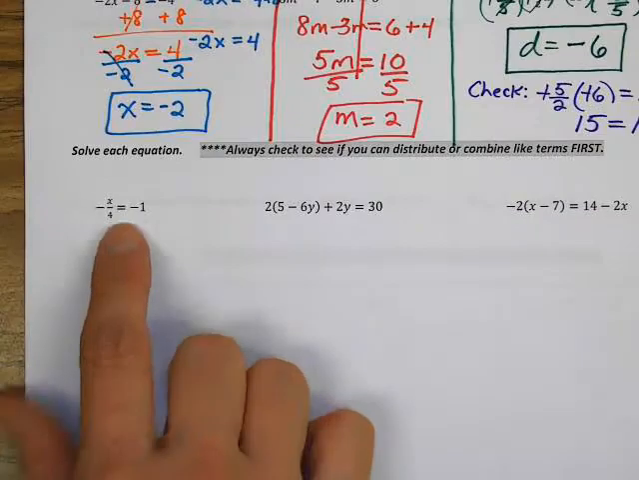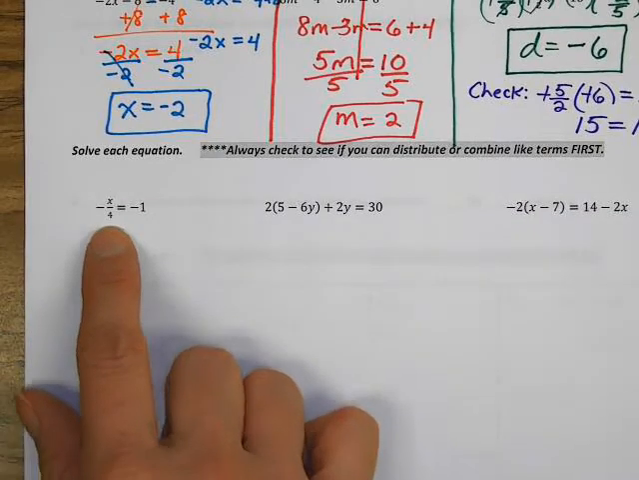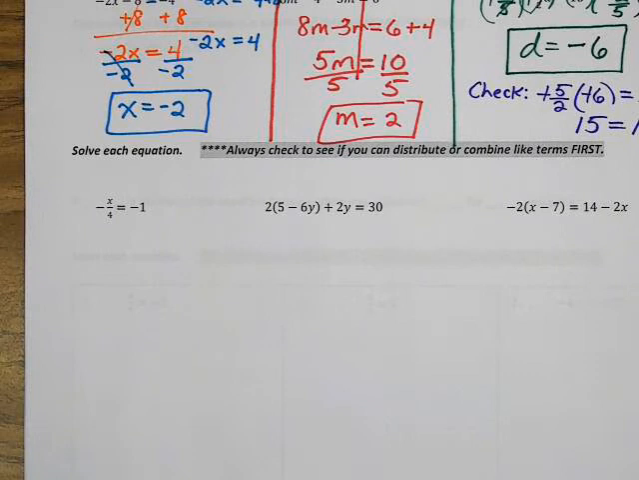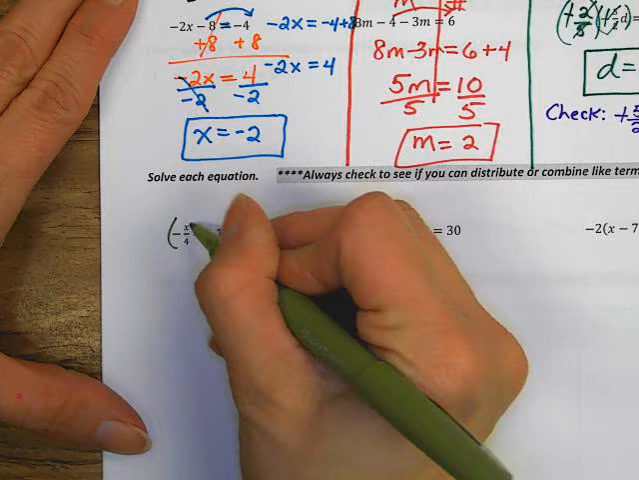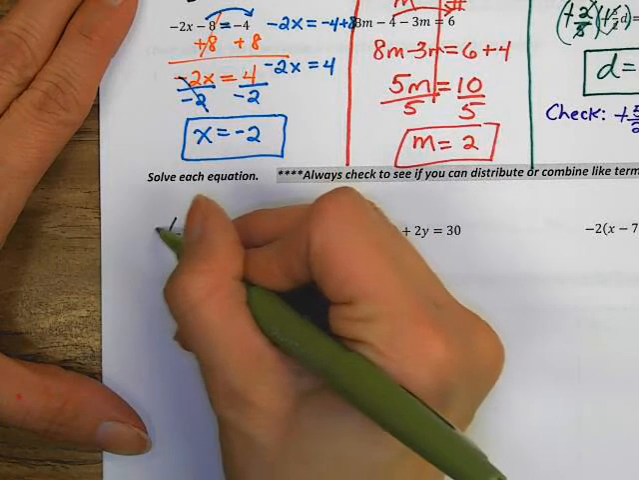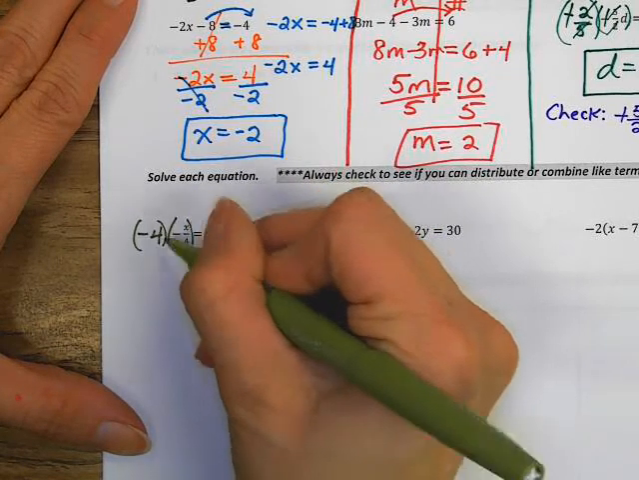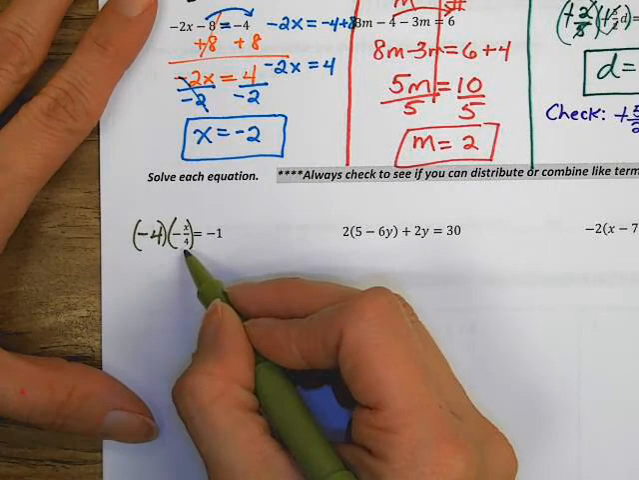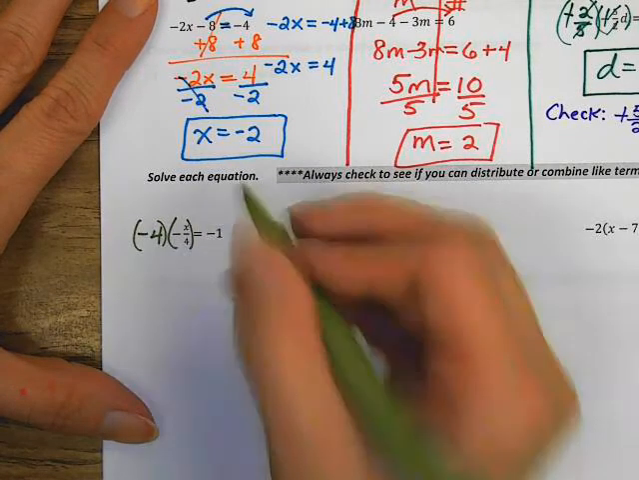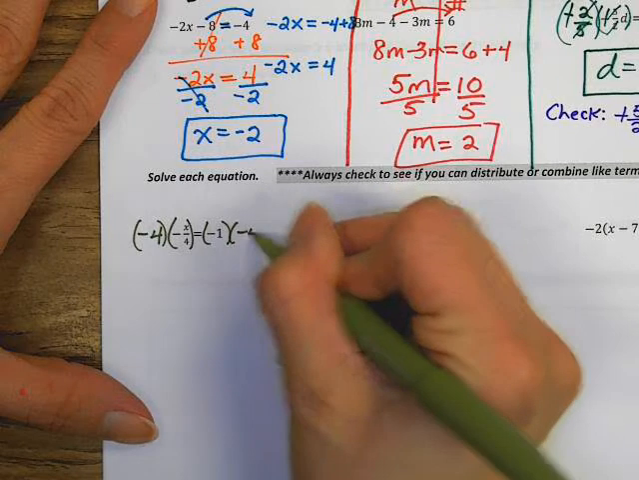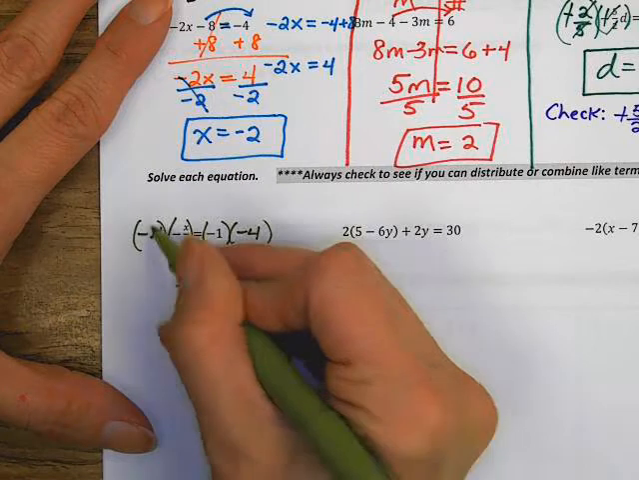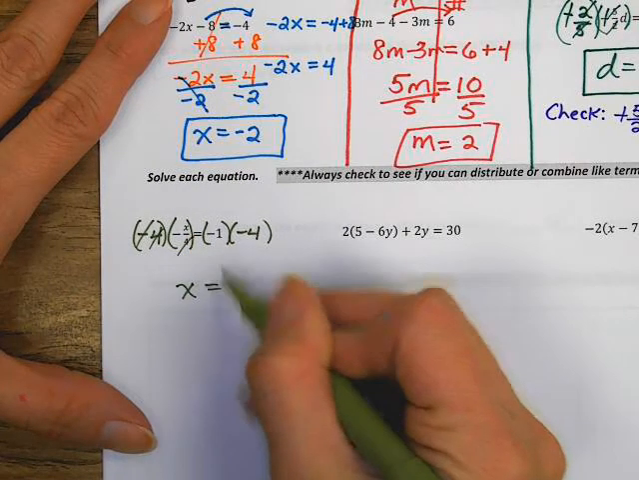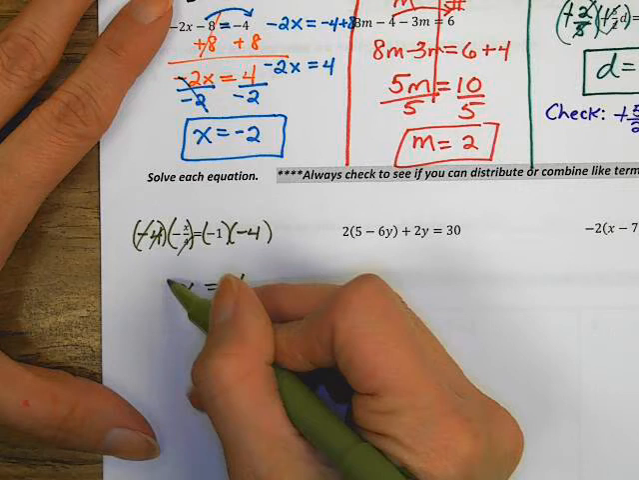Okay, we also had some equations that look like this. Okay, x is being divided. The opposite of divide would be multiply. So I'm going to go ahead and multiply the left-hand side by negative 4. The opposite of divide would be multiply. And then I have to multiply this side by negative 4. So on the left-hand side I have x, and on the right-hand side I have a 4.